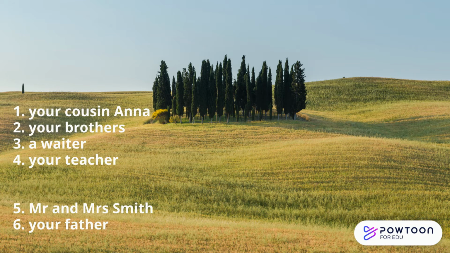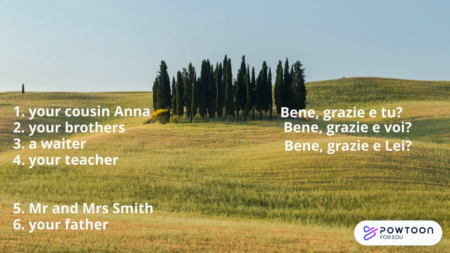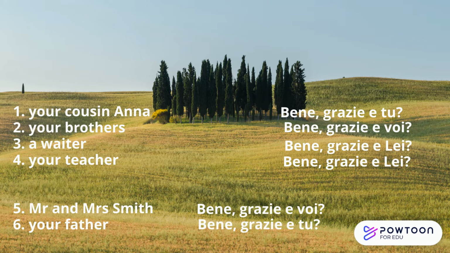So if it was your cousin Anna, you'd say, bene, grazie, e tu? Your brothers, bene, grazie, e voi. If it was a waiter that you didn't really know well, you would say, bene, grazie, e lei? If it was your teacher, you would use the formal again, bene, grazie, e lei? Mr. and Mrs. Smith that you might know, you would answer, bene, grazie, e voi? And your dad, bene, grazie, e tu. So it all depends on who you're talking to.